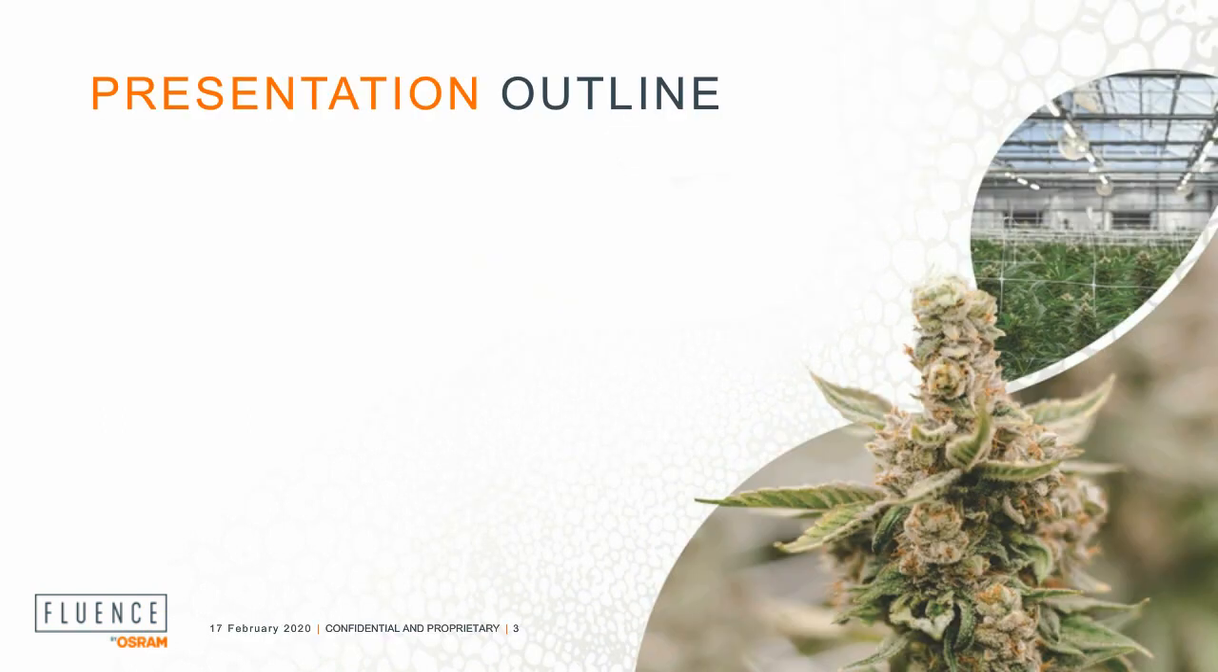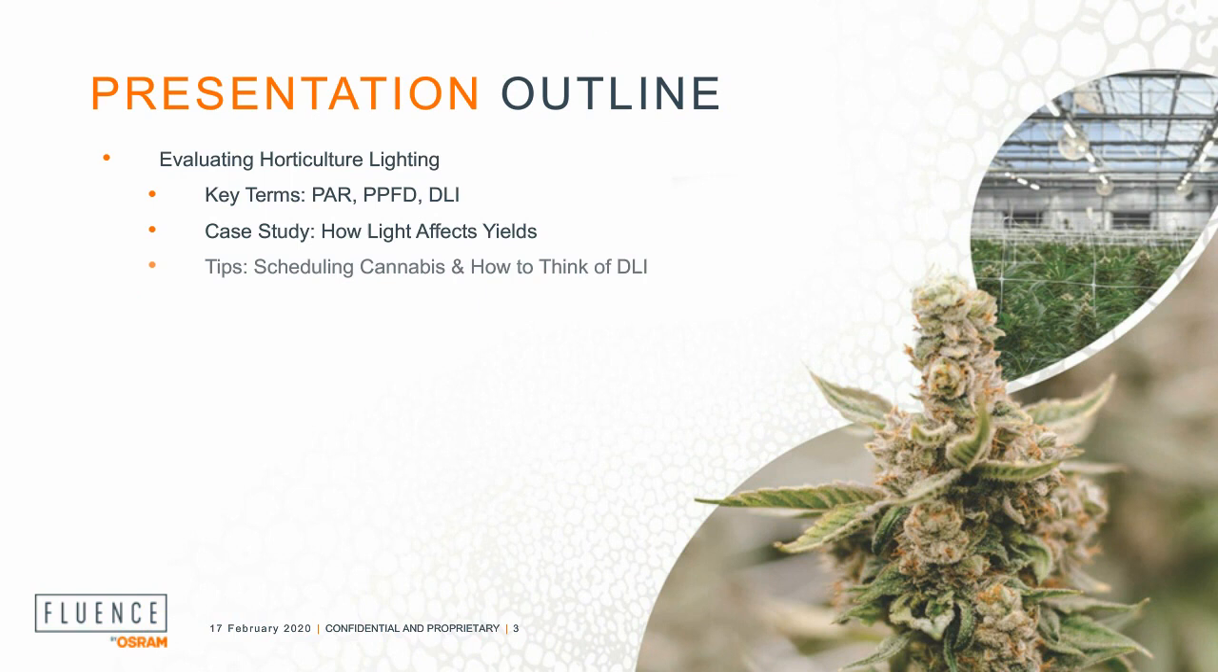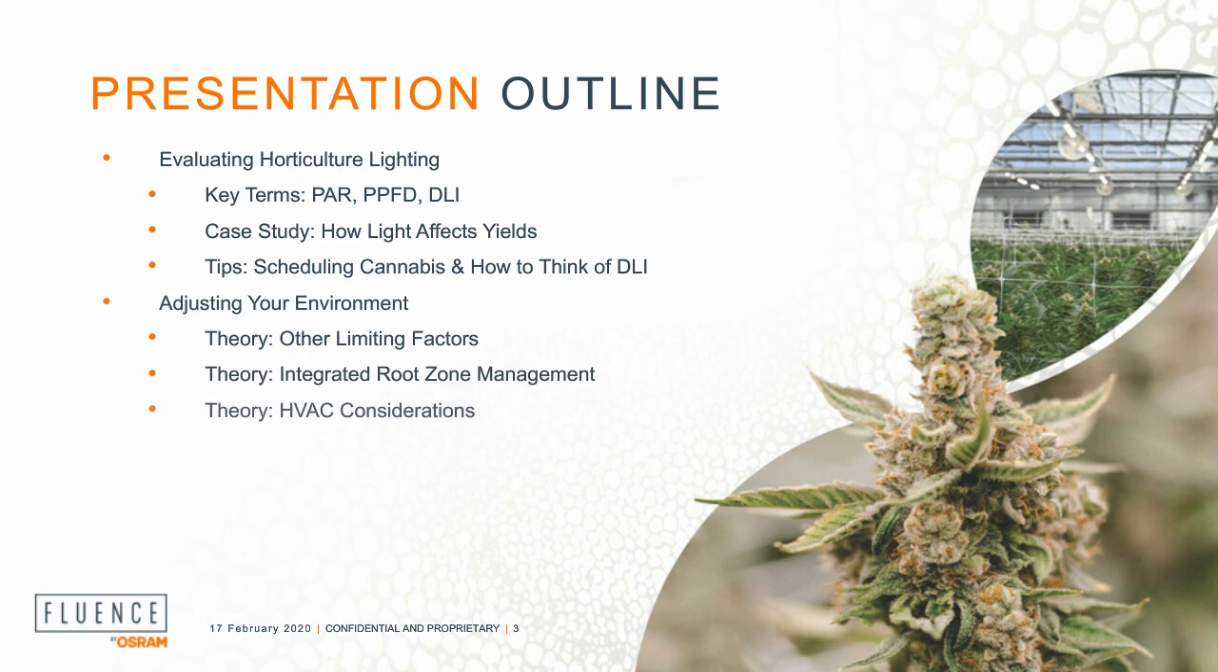So the presentation outline, we'll be going over and evaluating different horticultural lighting. We'll touch on some key terms. We'll go through a case study with one of our customers that we did and how their lights affected their yield. We'll go through the cannabis scheduling. We'll talk about DLI and how to think of it.